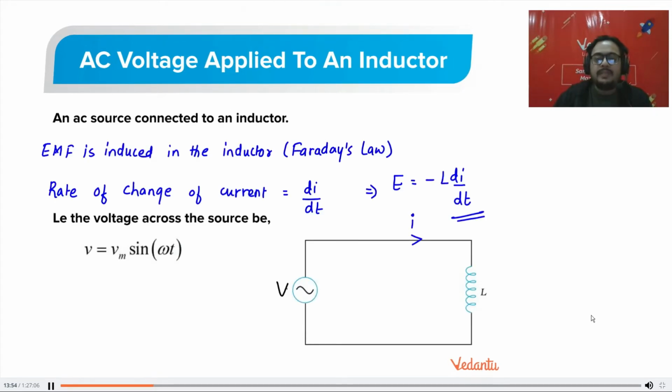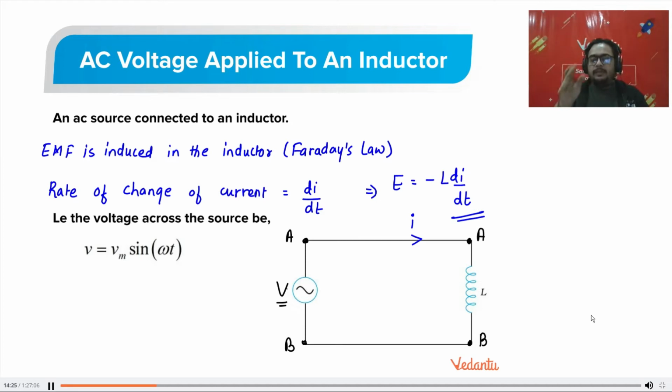As you can see in this circuit, please look carefully. If I take this point A and this point B, then obviously this point is also A because they are connected by a conducting wire, and this point is also B. Am I correct? Now VA minus VB, everyone agrees with me till now? VA minus VB is equal to V. This is the only potential difference between them.